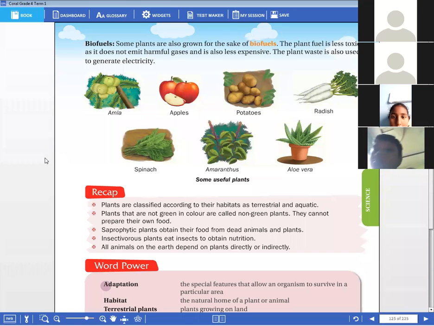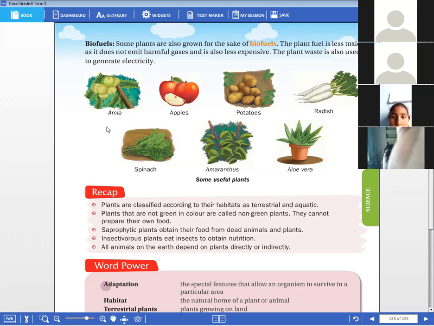It is expensive. But coming to biofuel, children, it is very eco-friendly. We are not disturbing our environment to get the fuel. It is just obtained from waste products of the plants or waste products of the food.